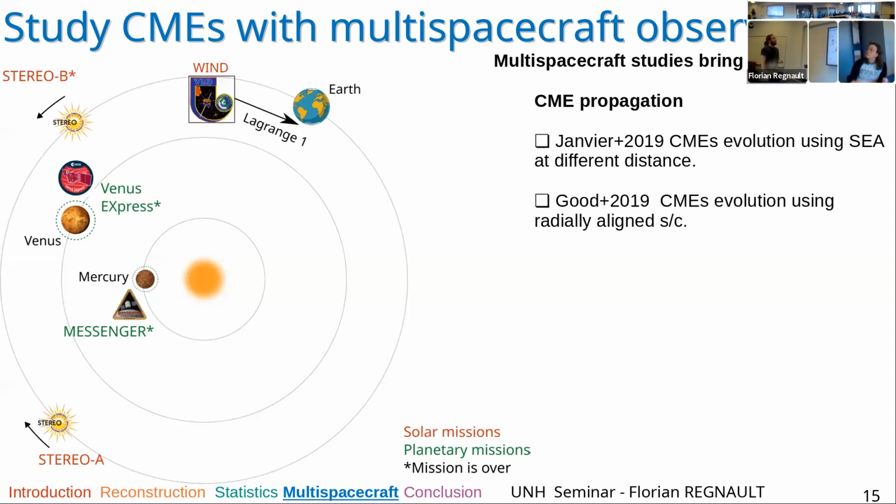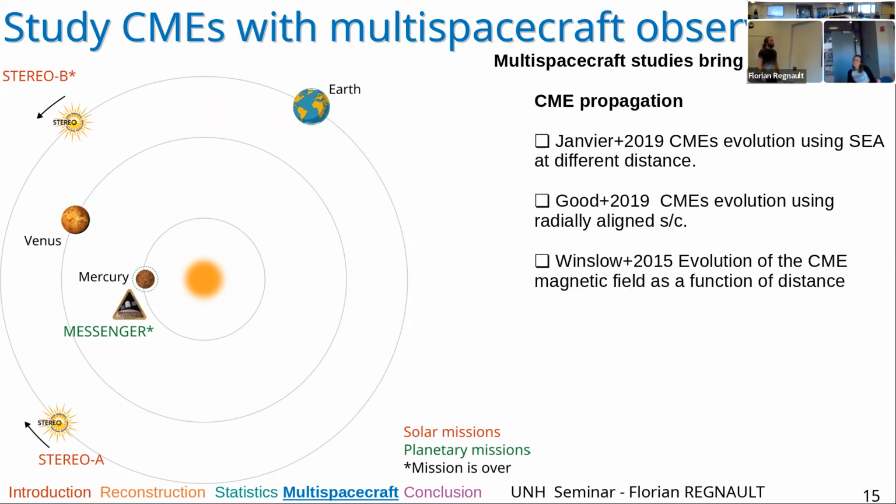There is also Simon Good in 2019, who studied the evolution of CMEs using radially aligned spacecraft, which we also sometimes call a conjunction of spacecraft. If you imagine a CME going roughly that way, in that configuration Messenger and Venus Express are almost radially aligned. That allows us to probe roughly the same portion of the magnetic ejecta, and then you can study the evolution of this portion of the CME. But this is quite difficult because first you have to get radially aligned spacecraft, but also you need a CME at the right time in the right direction, and you need data available, which is unfortunately quite a limitation.